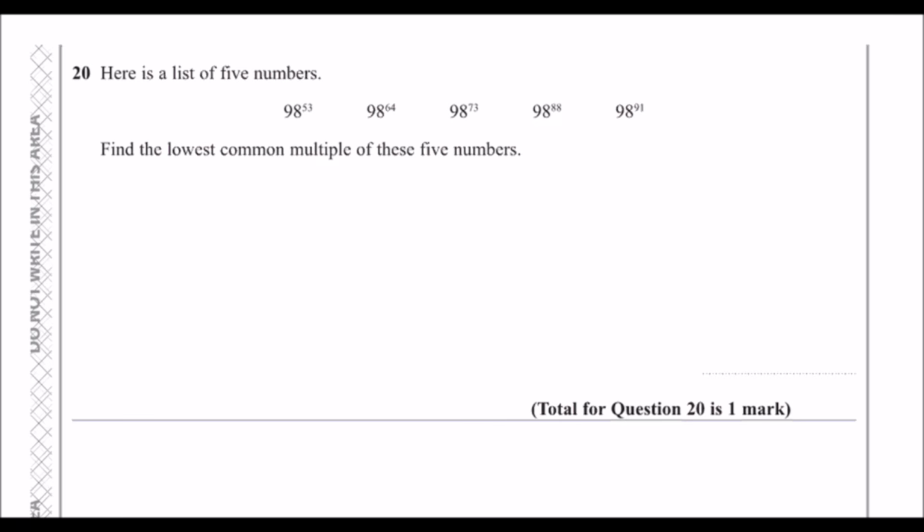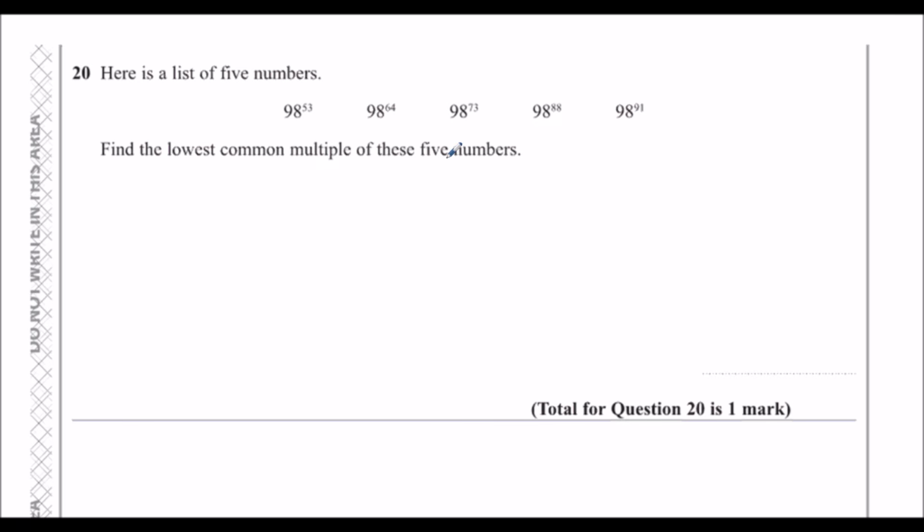So we don't usually think of the 98 to the power of 53 times table. So this means 98 times 98 times 98 times 98, 53 times. 98 to the power of 64 is a multiple of 98 to the power of 53 because you just need to multiply it by 98 another 11 times. And 98 to the power of 73 is a multiple of the ones that are lower than it because you just need to multiply them by 98 to get there.